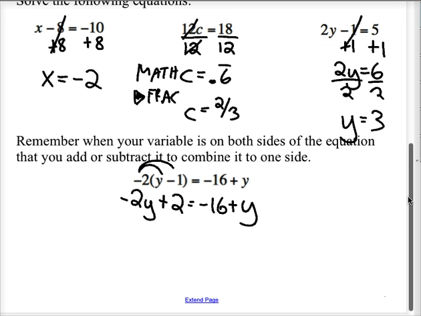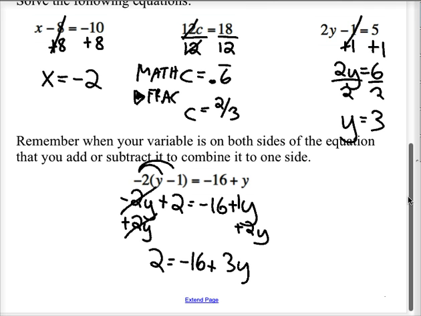Now, again, that situation is happening. I have my variable on both sides. So what it means is I have to add or subtract it off of one side to get it to the other. I prefer dealing with the variable with a positive coefficient. So what I'm going to do is add 2y to both sides to cancel it off of that side. Notice it completely removes it from that side of my equation. And now over here, 1y plus 2y is going to give me 3y's.